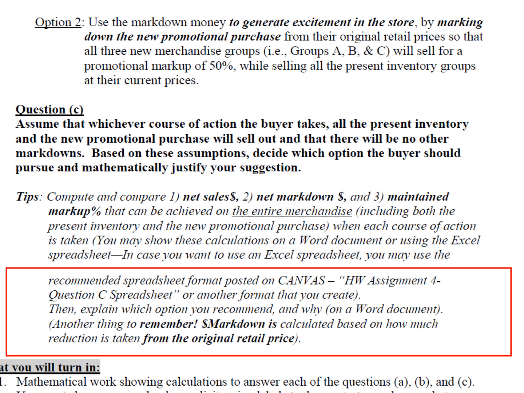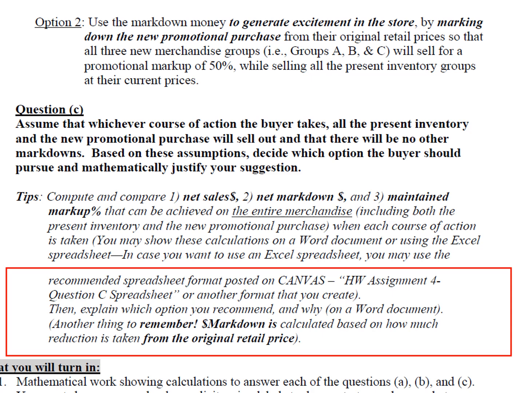Here, like I said earlier, it says that the recommended spreadsheet format is posted on Canvas, and the name of the spreadsheet file is HW assignment 4-question C spreadsheet. So you can find that spreadsheet if you want to use one, or another spreadsheet format is fine too. You can show your calculation on the spreadsheet, but whether you use Word or a spreadsheet, when you explain your option, why you chose that option based on the calculation, you will have to use a Word document.